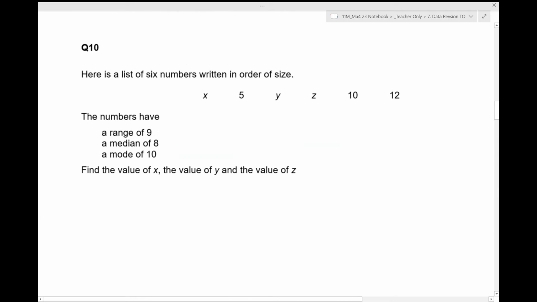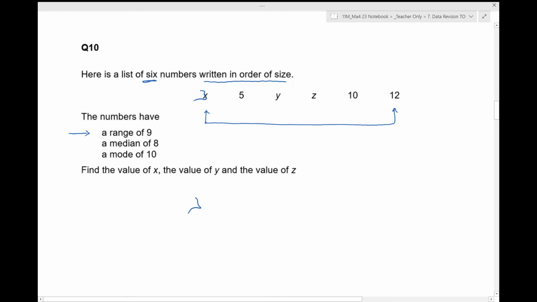Question 10. Here is a list of 6 numbers written in order of size. x, 5, y, z, 10 and 12. The numbers have a range of 9. Aha, they've got a range of 9. Then I know that if 12 is the largest number, then the smallest number must be 3. Okay, I'll write that there.